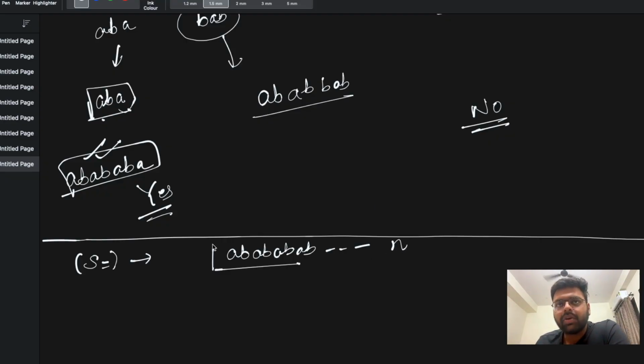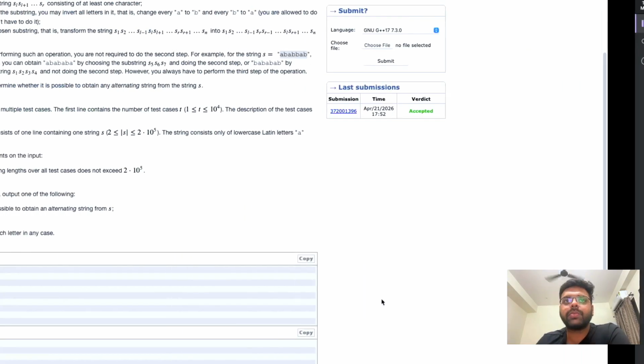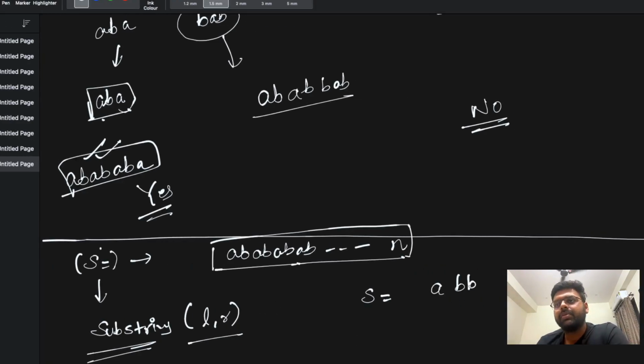Now to make this alternating string, how can I make it? First I need to find a substring from L to R where the characters are not the same. Let's take this particular example, ABBABA. Let's assume that the string I want to form is ABABAB.